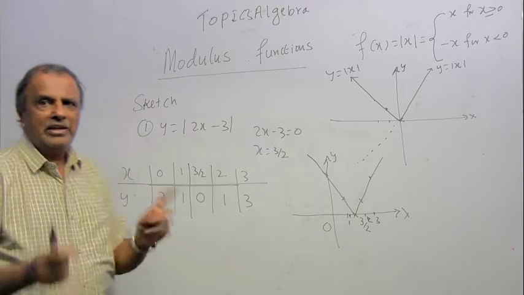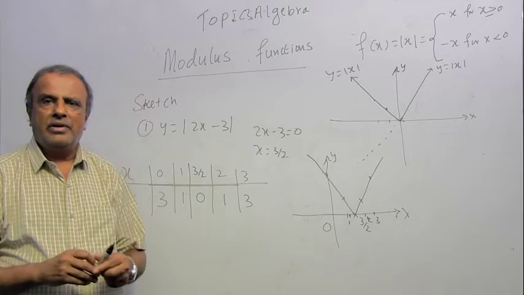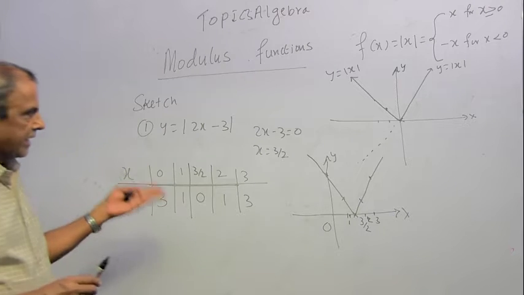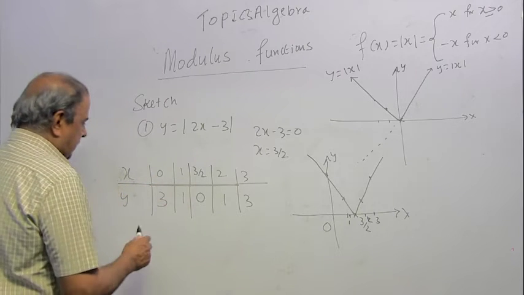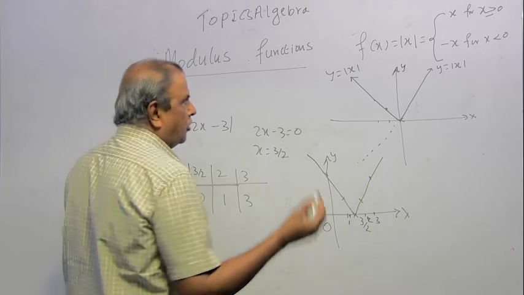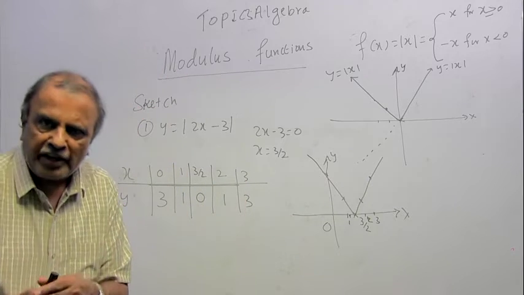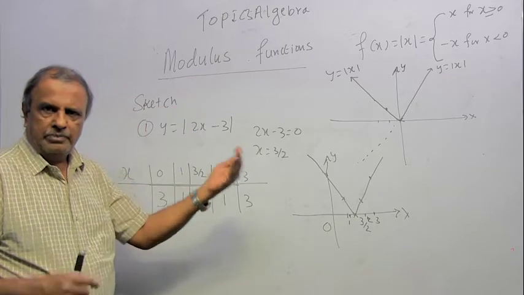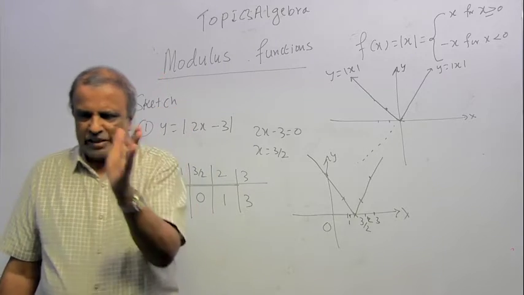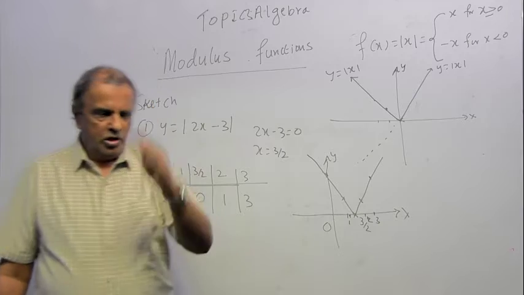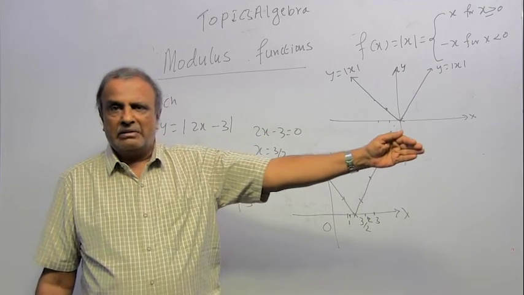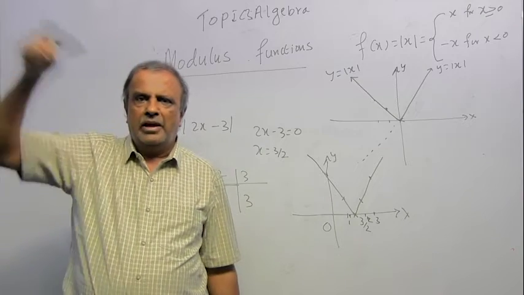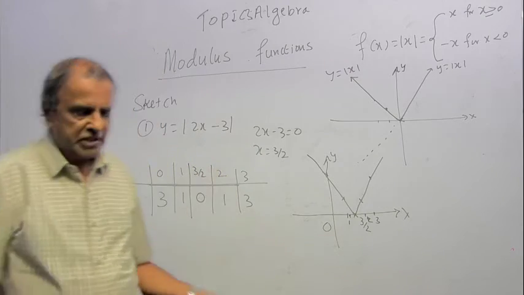Generally, mod of 2x minus 3 is a V-shaped graph. It could be mod of 3 minus 2x as well, but let us see what happens then. So that's how you do it. To sketch the graph of y equal to modulus ax plus b, you put ax plus b equal to 0, find the value of x, take 2 or 3 values to the left of the root and 2 or 3 values to the right of the root, or the critical value, and then join them. Remember it's a V or an inverted V graph depending upon the question.